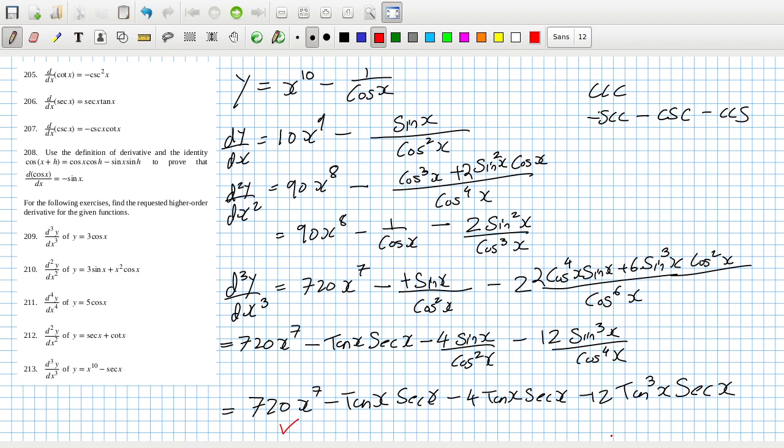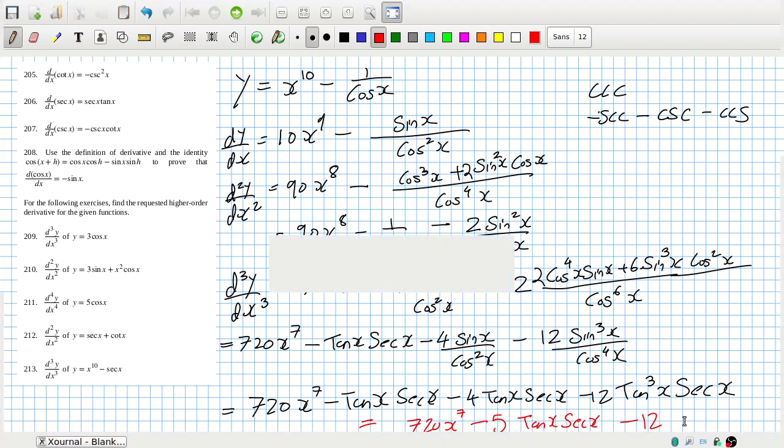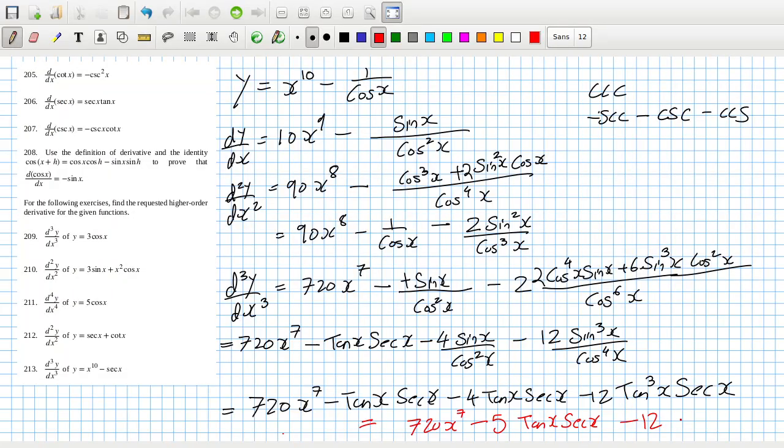Tragedy. Unless I can simplify things here. Maybe I can keep going, because I have a tan sec in these two. Oh yeah, sorry, these tan sec, so that's minus 5 tan sec. Yeah, okay. So sorry, I could have added more together. 720 x power 7 minus 5 tan x sec x minus 12. Okay, the 12 is the problem.